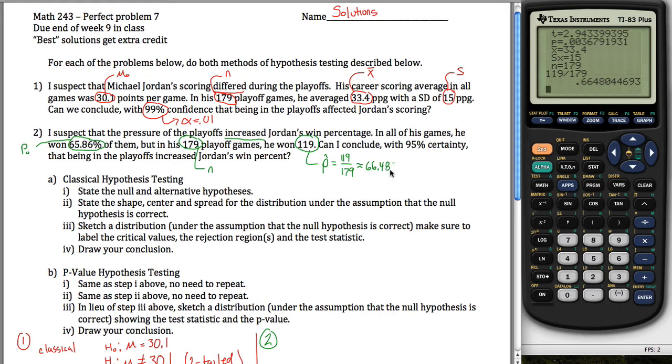Alrighty. So we can see that his playoff win percentage was higher than what he did in all games in the population. But the question is, can we conclude with 95% certainty? That's telling us that alpha is equal to 0.05. That it was being in the playoffs that increased this win percentage. Did this just happen by luck, or was this because it was the playoffs?